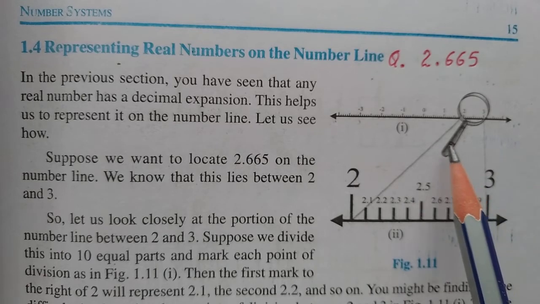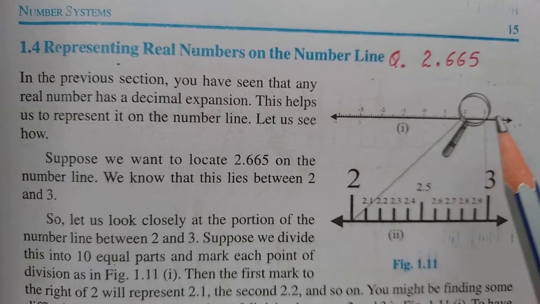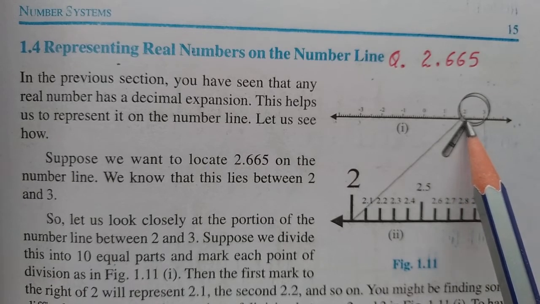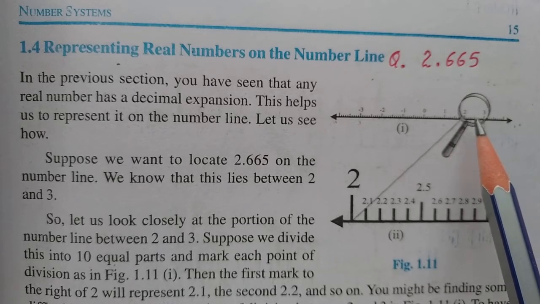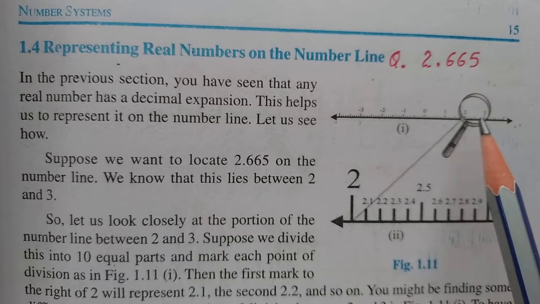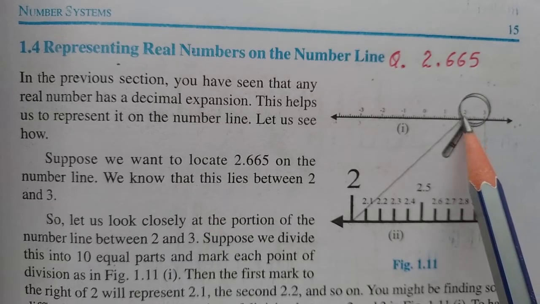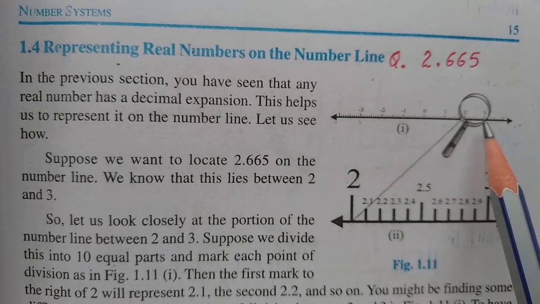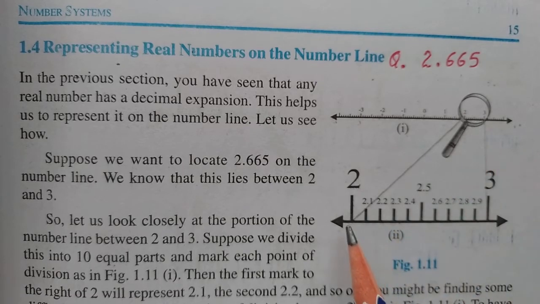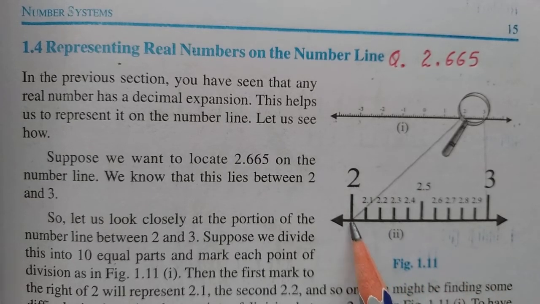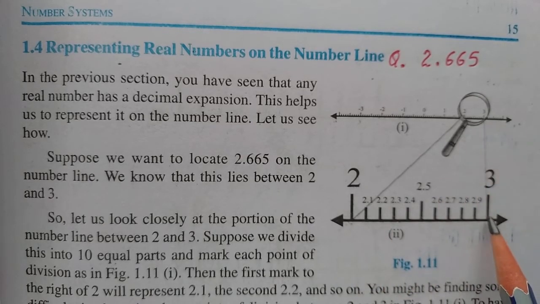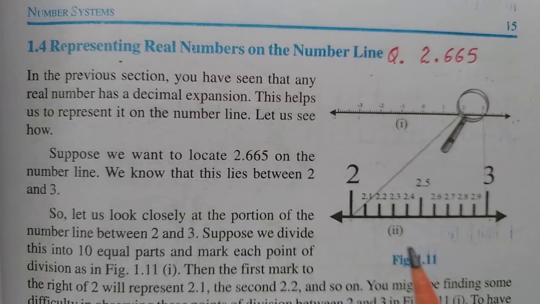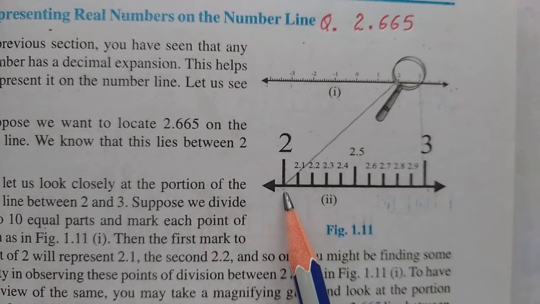Now children, we use a magnifying glass to magnify the number line. Here we put our magnifying glass. It shows the numbers 2 and 3. If we see through this glass, this part of the number line will be seen in magnified form like this. Here we will see number 2, and here number 3.